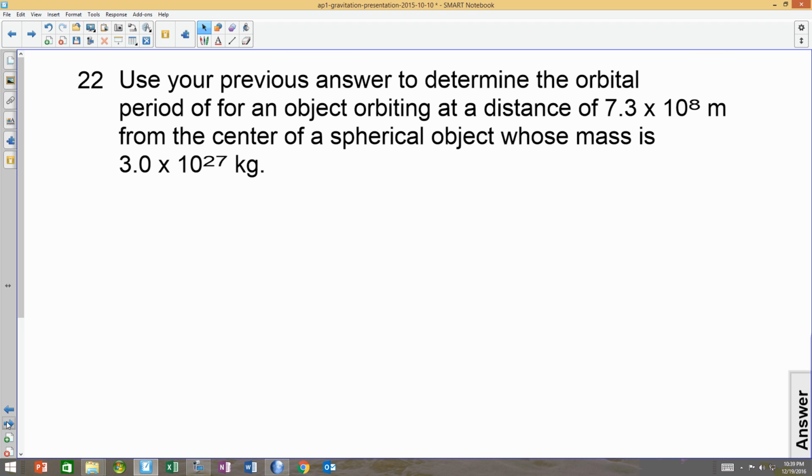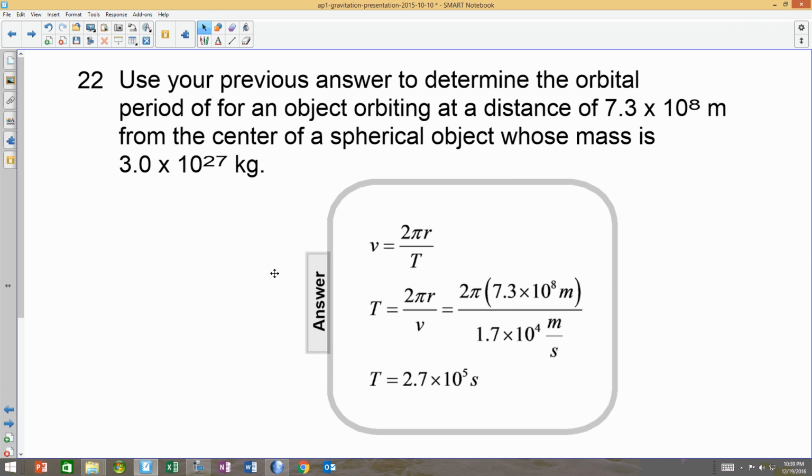Use your previous answer to determine the orbital period for an object orbiting at a distance of 7.3 times 10 to the 8 meters from the center of a spherical object whose mass is 3.0 times 10 to the 27 kilograms. Go ahead and pause the video.